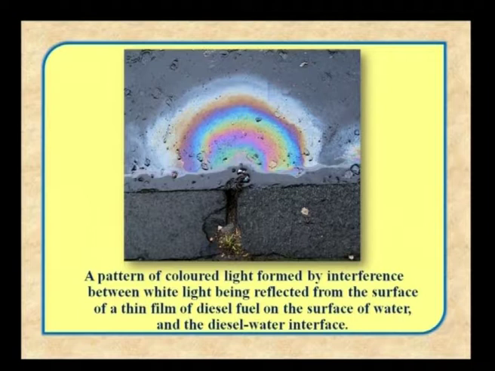This is a pattern that you see on the road. When you walk on the road, you have a thin film of oil on it. The pattern of colored light is formed by interference between white light reflected from the surface of a thin film of diesel fuel on water and from the diesel-water interface. This is the diesel-water interface. When an automobile is going in the street, some amount of oil would have fallen on water. So at the water-oil interface, you get colors that you would have seen normally.